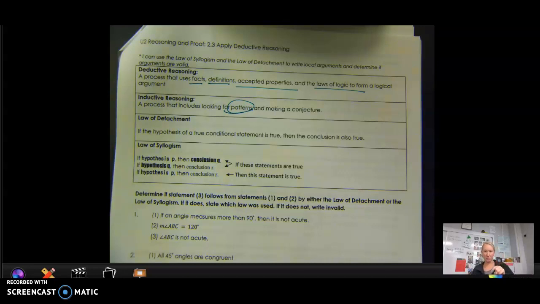The first is the law of detachment. If the hypothesis of a true conditional statement is true, then the conclusion is also true. These are going to make more sense once we do some examples of them.